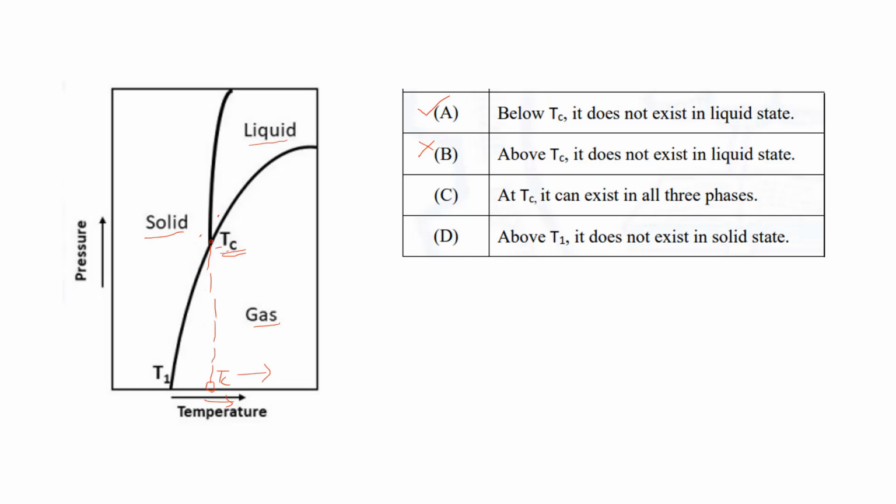So option C is correct, and option D is above T1, it does not exist in solid state. T1 is this particular temperature. If we are extrapolating T1 to the other axis, we will get a line almost like this, and the option is above T1, it does not exist in solid state. But as you can see, this much area is solid state only. Hence, this option is wrong. So, now we have two options as correct answers.